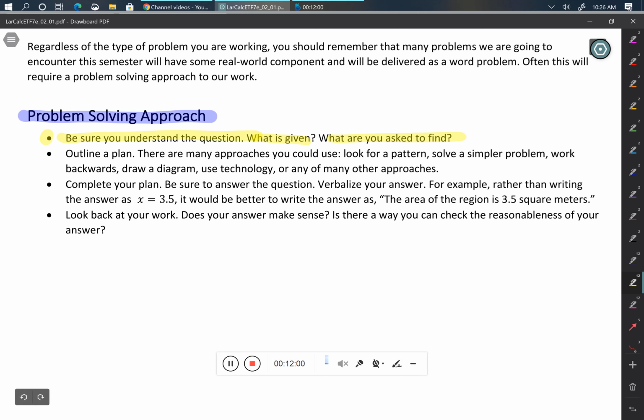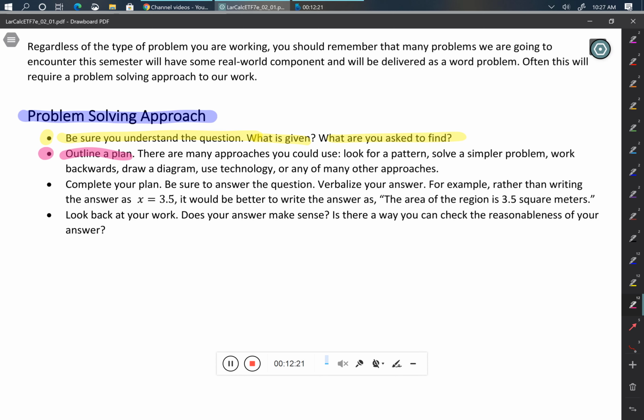The second step in the problem solving process is to come up with some sort of a plan. Okay? Figure out what you are going to do. Hey, is this problem like a similar one that you've done before? Do I need to draw a picture? Am I going to need some sort of technology? Should I look for a pattern and then use that pattern to solve this?